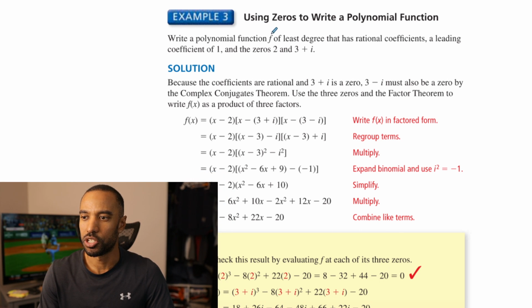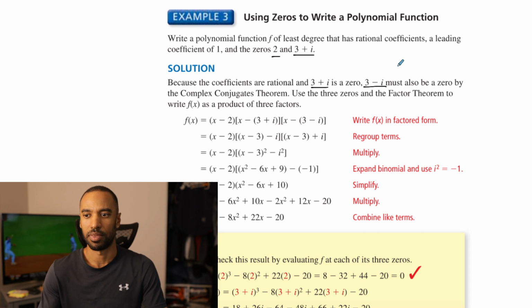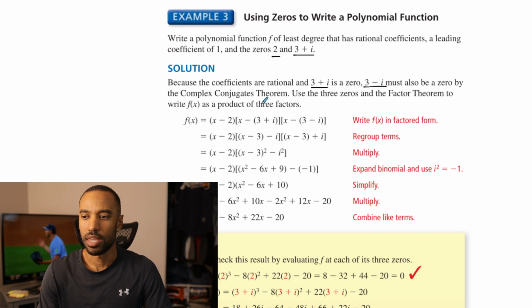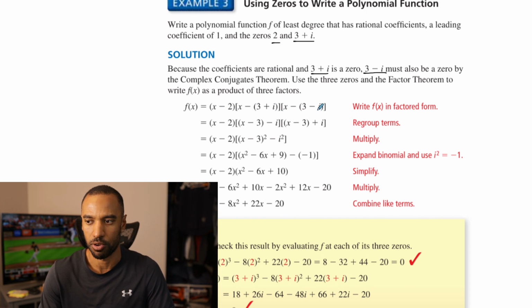Write a polynomial function f of least degree that has rational coefficients, a leading coefficient of 1, and the zeros 2 and 3 plus i. So if 3 plus i is one of your solutions, then 3 minus i also must be one of them. That is its complex conjugate. So they do the same thing as they did last time. They write their factored form versions. You subtract the 2 over, you subtract 3 plus i over, you subtract 3 minus i over.